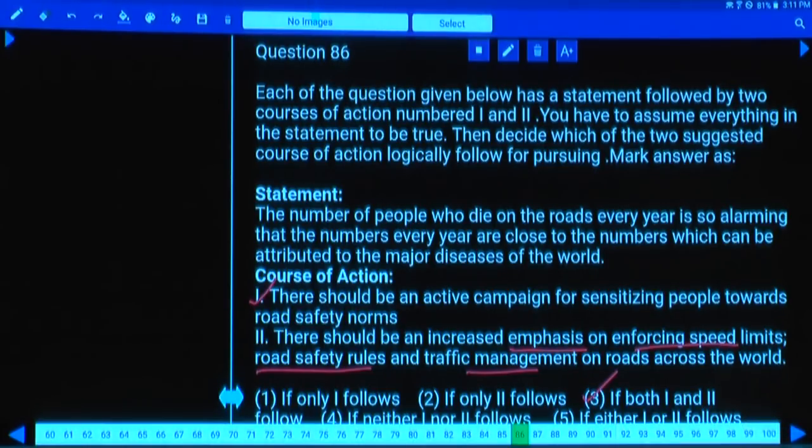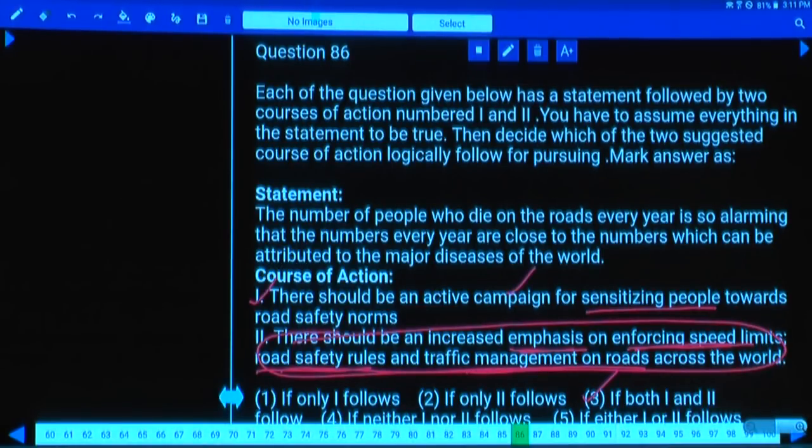By implementing these courses of action, what happens here? Either one, and the problem will be solved. And the first one is what? Creating awareness. And there should be an increased emphasis on enforcing speed limits, road safety and traffic management. All these come under which category? All these come under creating awareness only. Now, the first one is creating awareness and the second one is also creating awareness. So between these two, if you have done one, that is enough or not? Then what is your answer here?